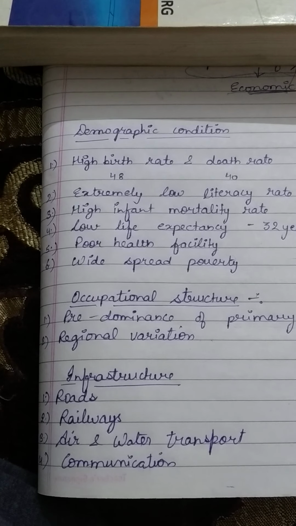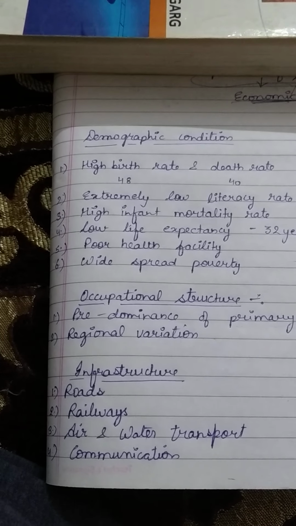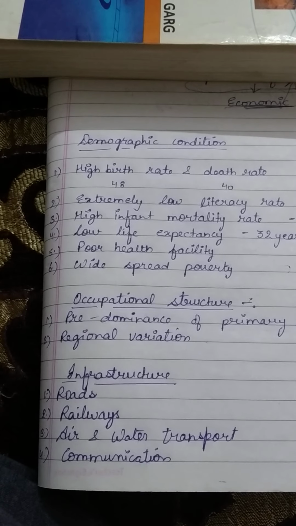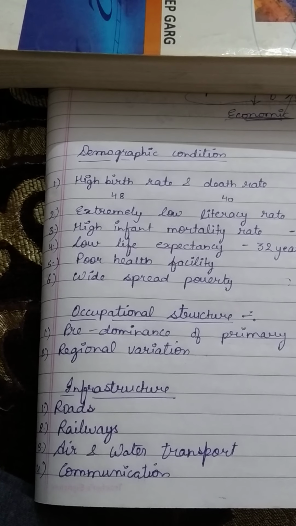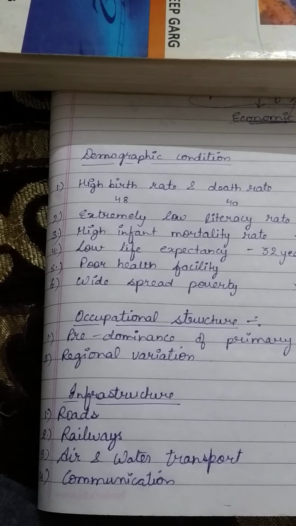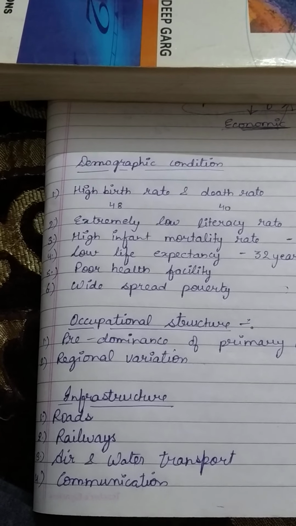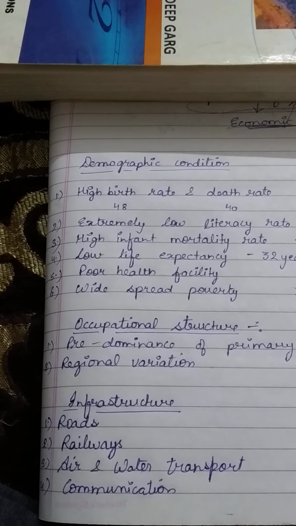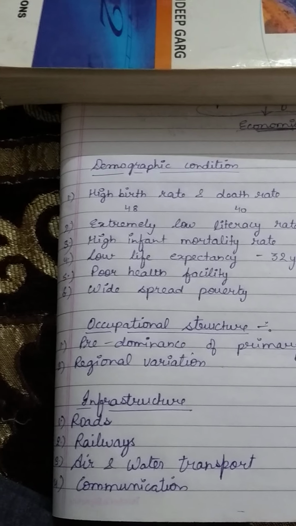Third one is your air and water transport. This transport was not that much flourished as compared to the roads and the railways, but yeah, water transport was there, because with the help of the water transport only the goods were exported and imported. After that, communication. For the communication, post and telegraphs were developed to enhance the administrative efficiency.